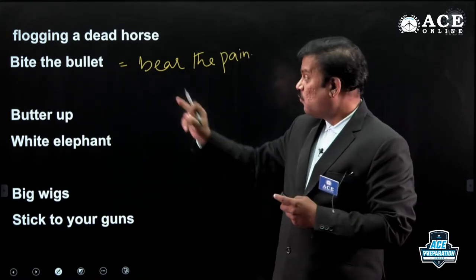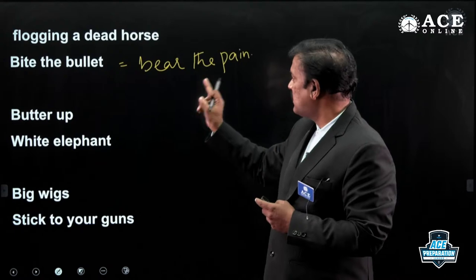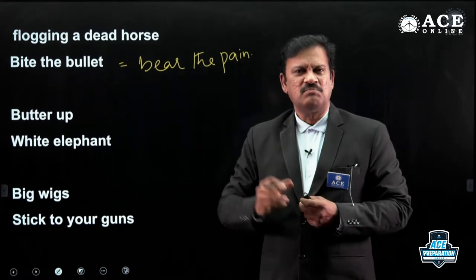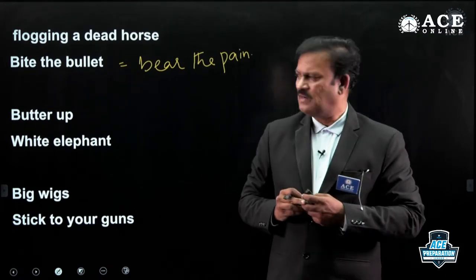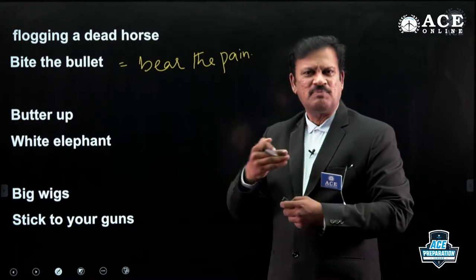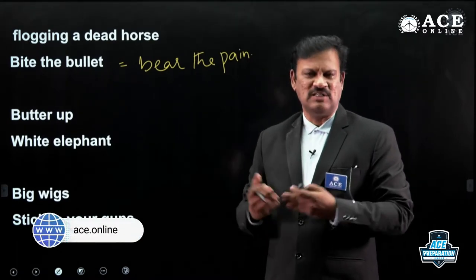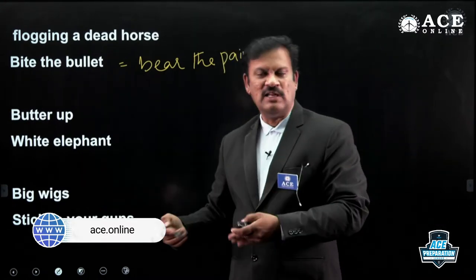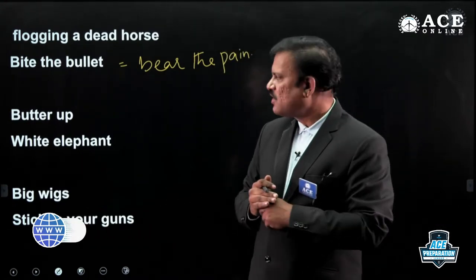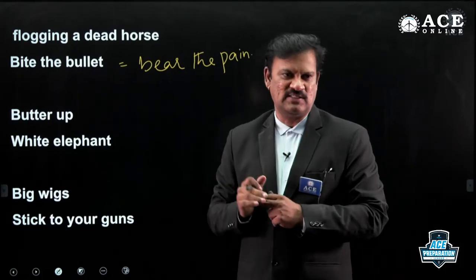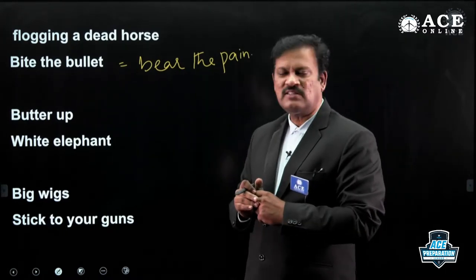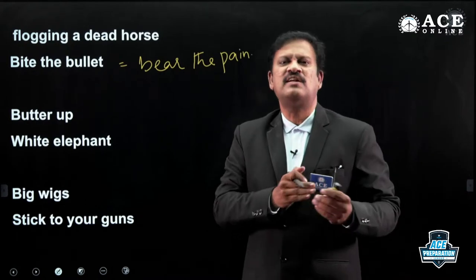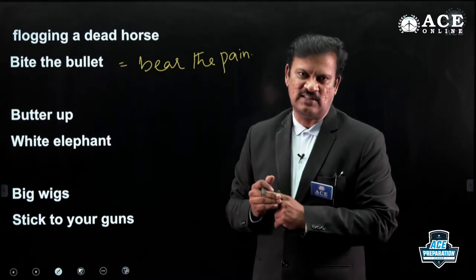Okay. Now, why "bite the bullet" for bear the pain? Maybe, World War time, I believe. People get hurt. War means full of wounded soldiers. Sometimes limbs cut, hands cut. So they used to have mobile hospitals. Whenever there was some emergency, immediately the soldiers rushed to those mobile hospitals.